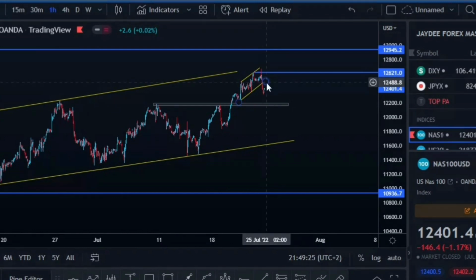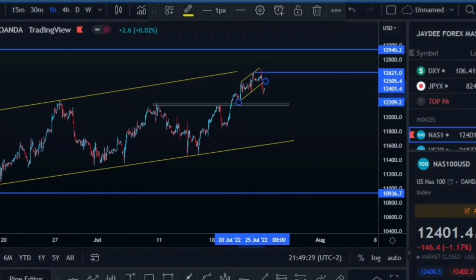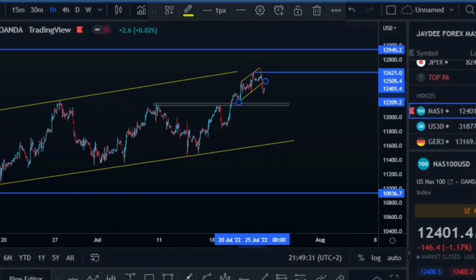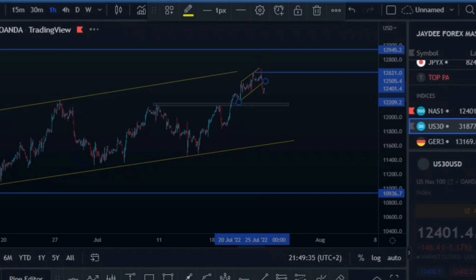So with US30, the same thing that I just showed you on Nasdaq is the very same thing that is happening with US30.